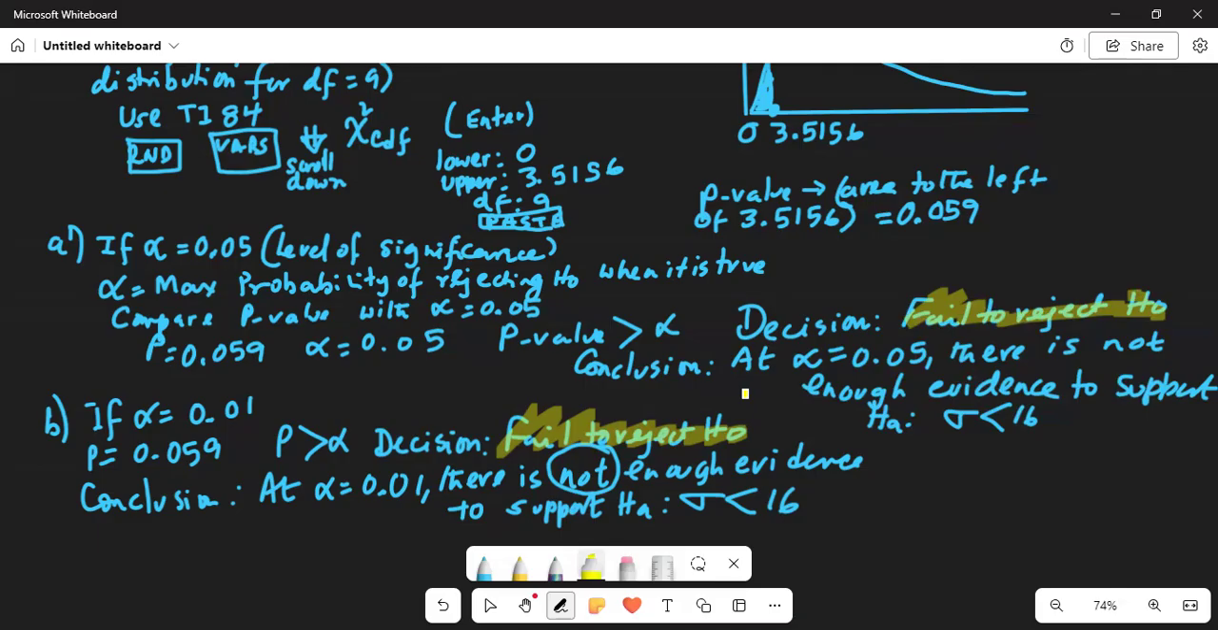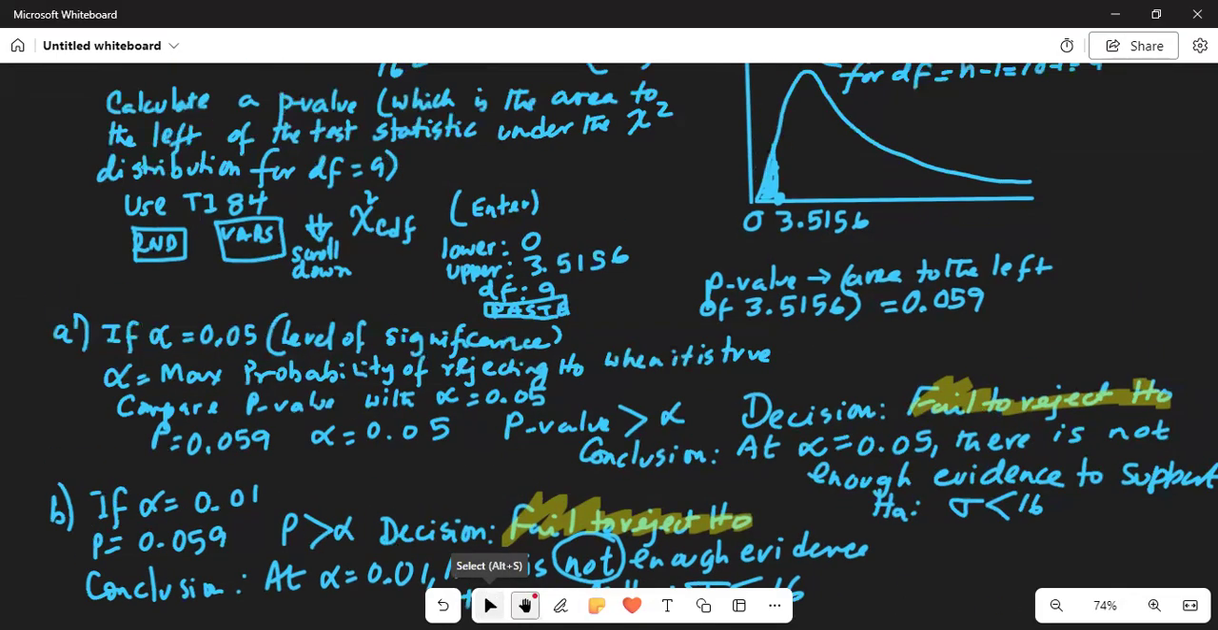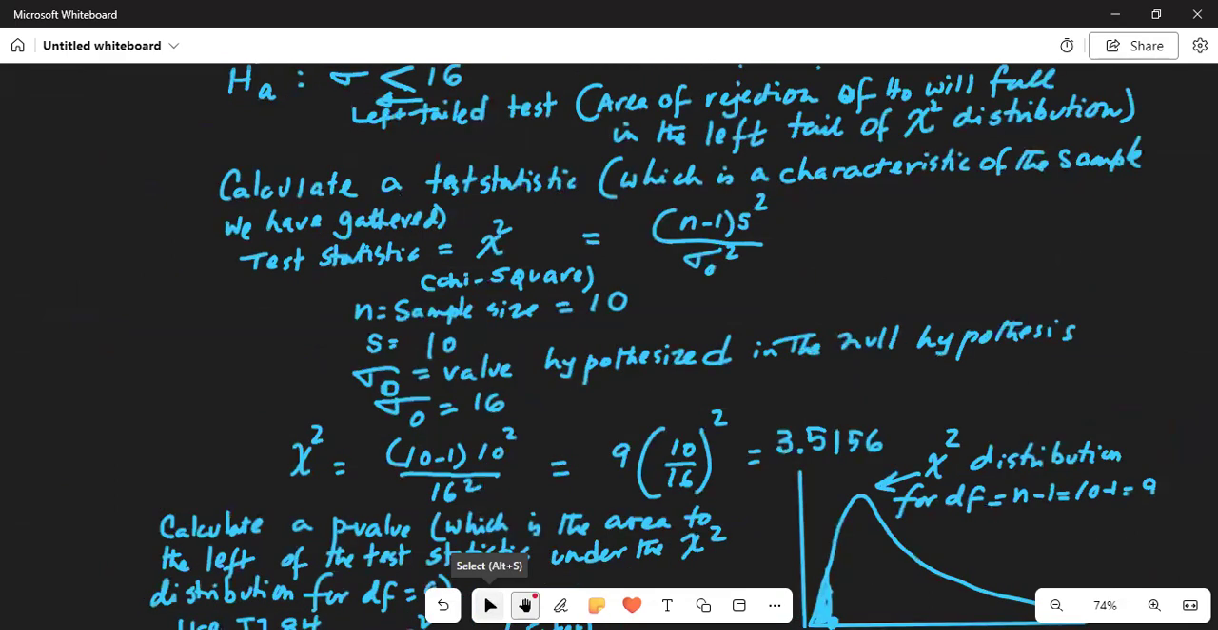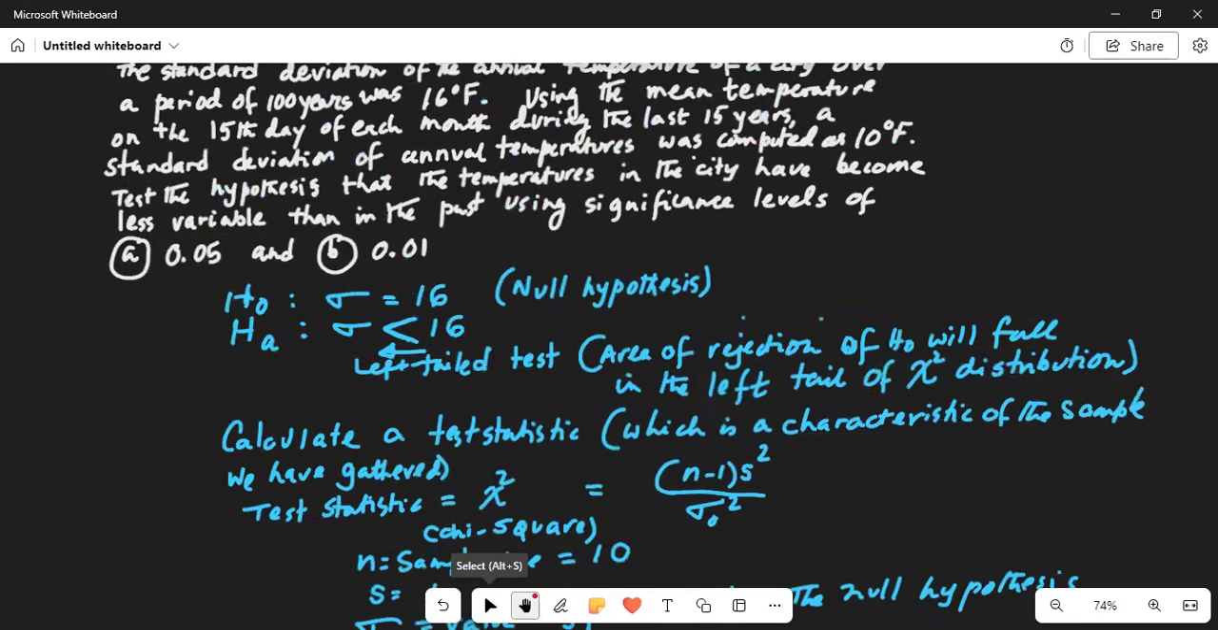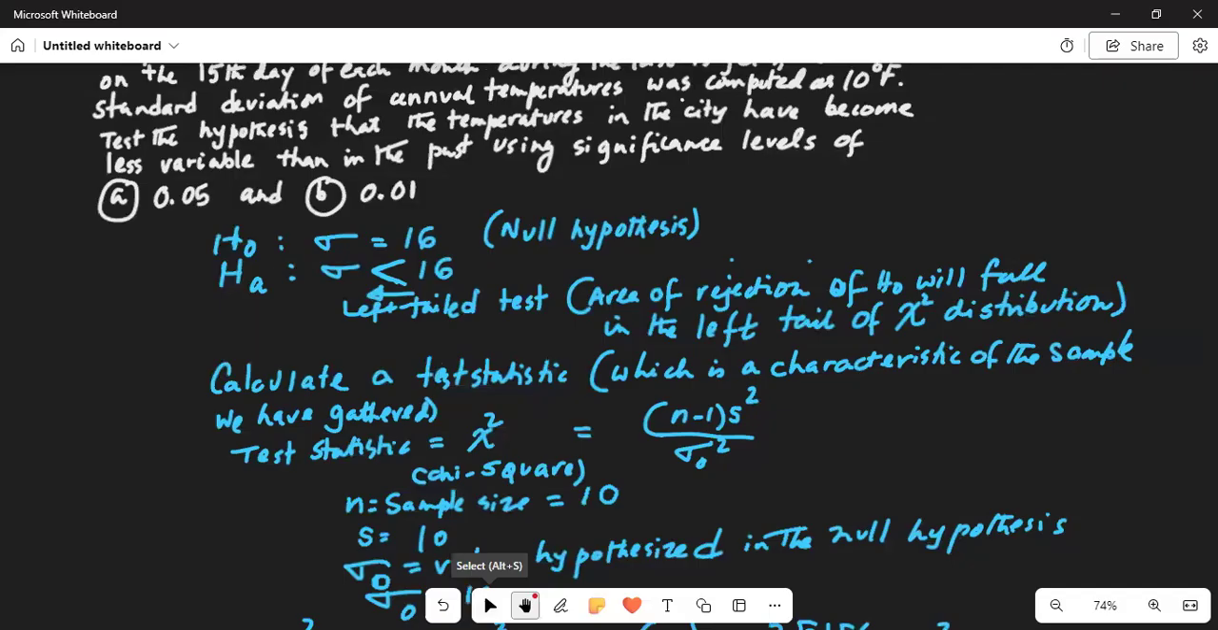Okay, let me summarize quickly what's going on. First we formulated the problem. It's a test whether it's less variable than what it has been in the past for 100 years. That means HA is sigma less than 16. Null hypothesis is sigma equal to 16.